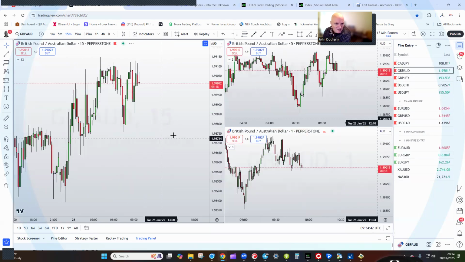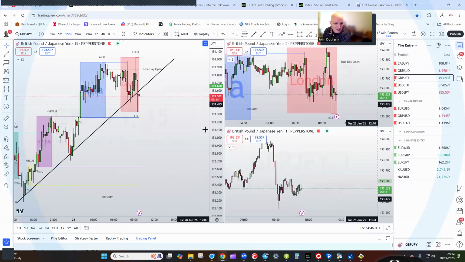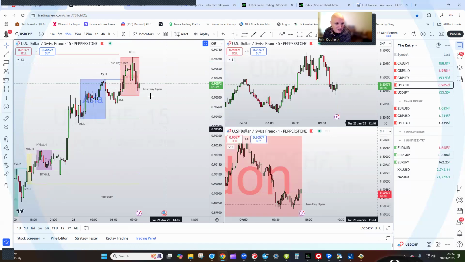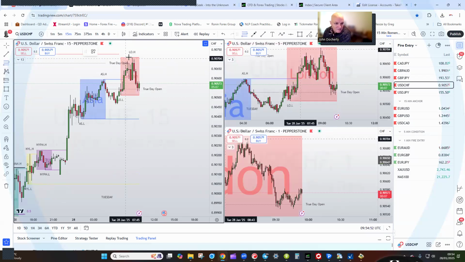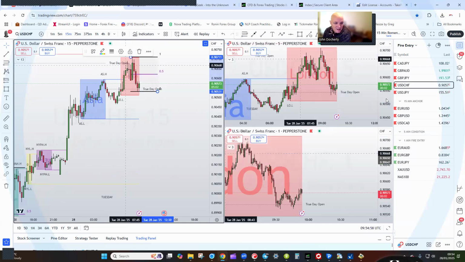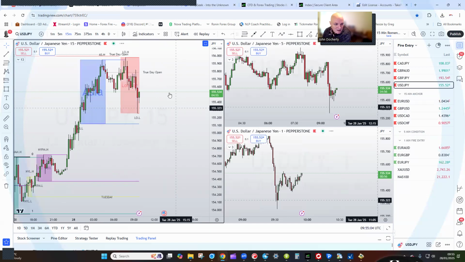GBP odd, stuck in the range. GBP JPY. Wasn't liking that this morning, if I remember. USD Swiss franc. Again, high down to here because we've swept out of this. This could be another one to watch. USD JPY.